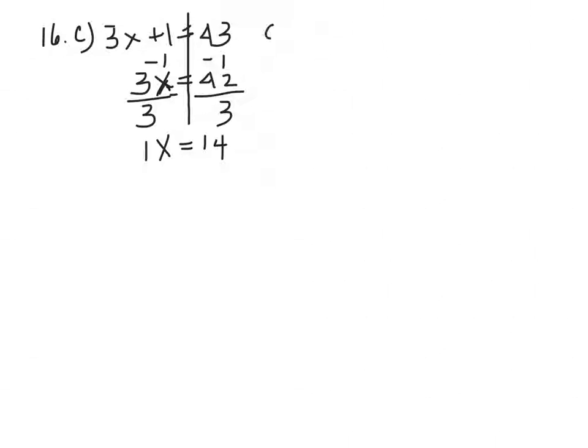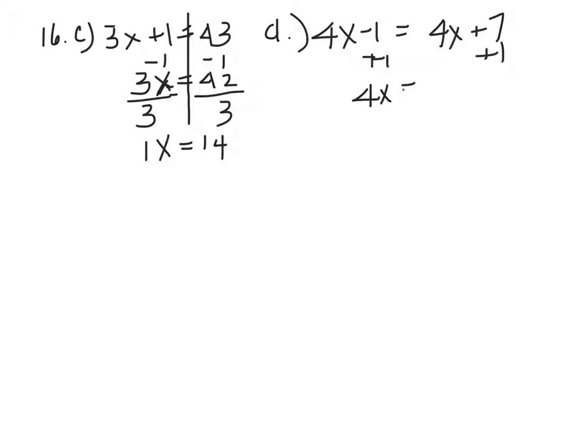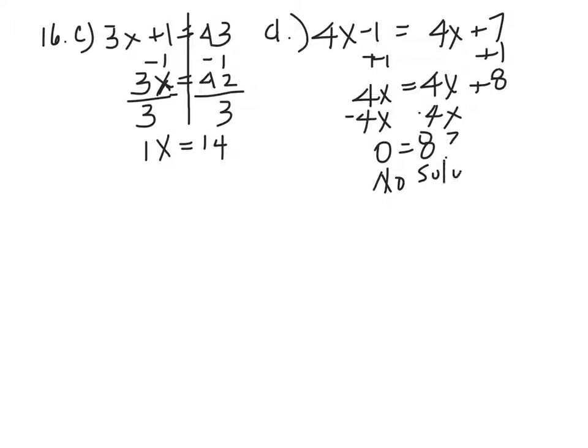How about D? D says 4x minus 1 equals 4x plus 7. I add 1 to each side, and I get 4x equals 4x plus 8. I subtract 4x from each side, and I get 0 equals 8. Is that possible? No. No solution.